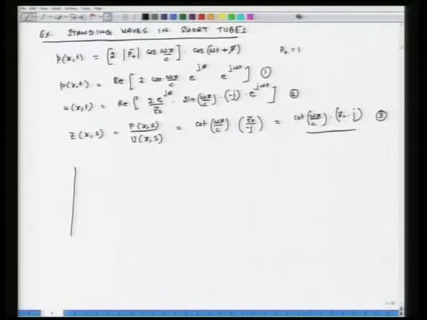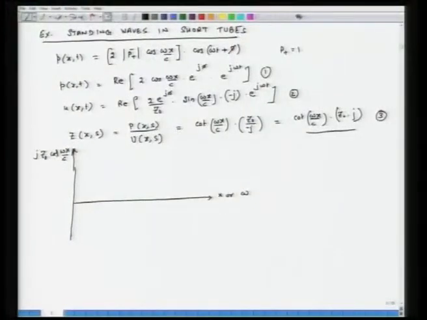What I am going to plot on the vertical axis is j Z naught cotangent of omega x over c, and on the horizontal axis I can plot either x or omega. It does not matter whether I am plotting x or omega, the shape of the function is going to be the same. So, my plot looks something like this.